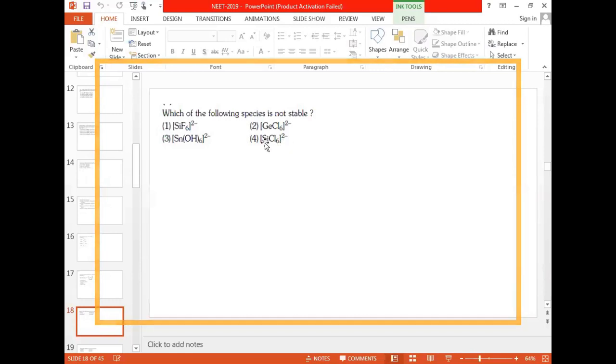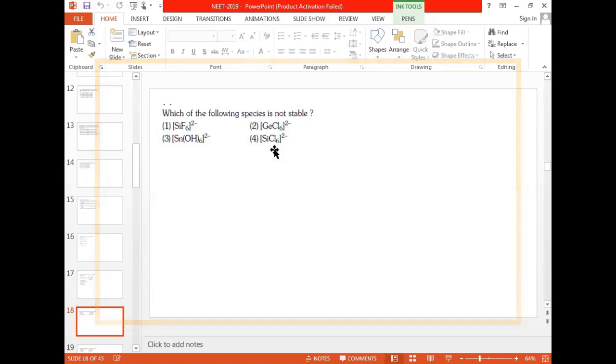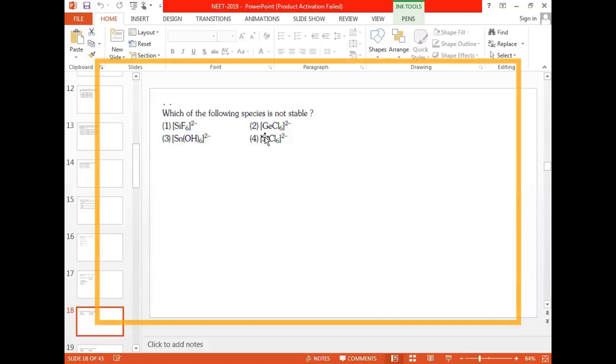And if you come to SiCl6 2 minus, the silicon atomic number is 14 whereas chlorine atomic number is 17. The silicon is surrounded by 6 bigger Cl minus ions, which is very difficult to accommodate, or very difficult to form octahedral species. All these are octahedral species. But here, the only one which is not possible is SiCl6 2 minus. Is it clear what I'm speaking here?